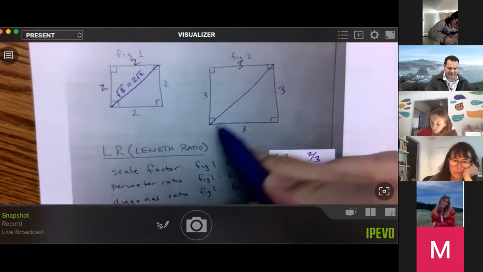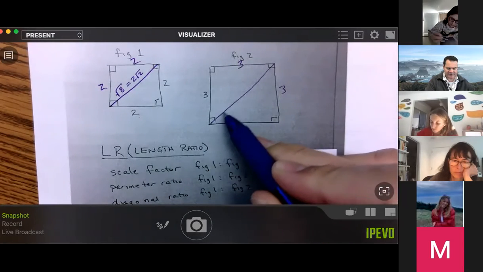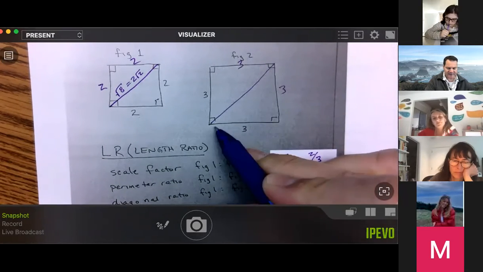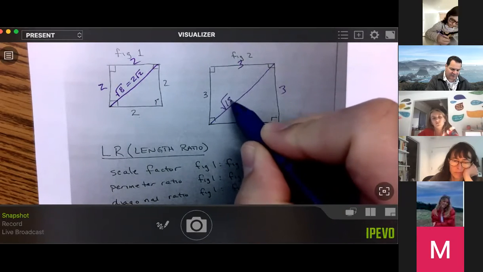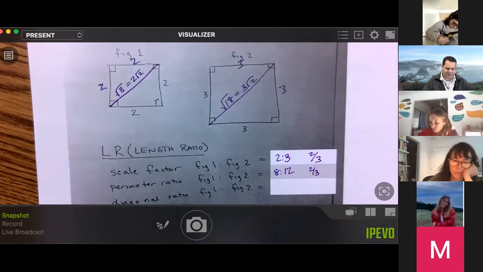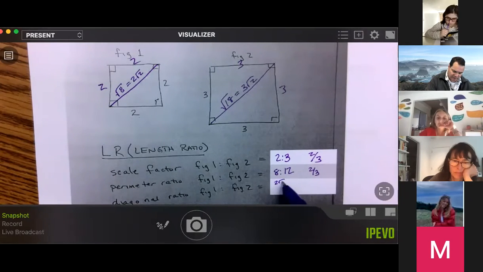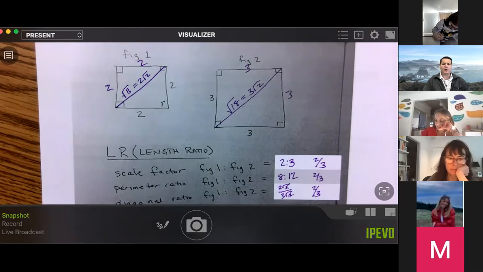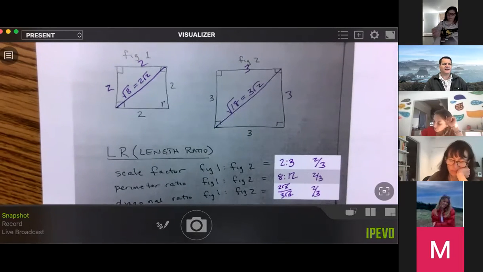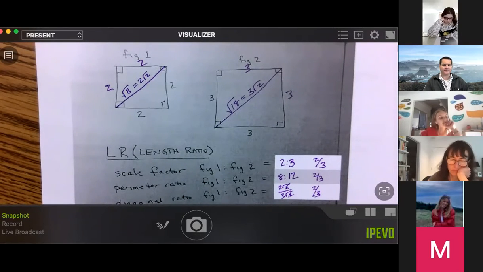Similarly, this has the same scenario. 3 squared plus 3 squared equals this distance squared. 9 plus 9 equals this distance squared. So 18 equals this distance squared, so the square root of 18, which is 3√2. And if I take the scale factor or the ratio of these two figures, 2√2 over 3√2, I can cancel the root 2's, bringing me back to the same scale factor, 2 over 3 or 2 to 3. In other words, no matter what linear dimension I use, it gives me the same scale factor, 2 to 3.